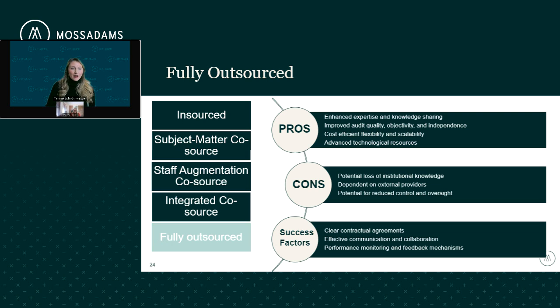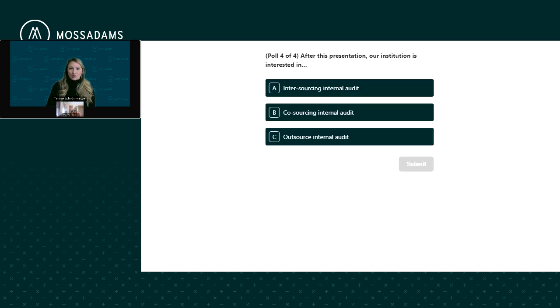So with that, I want to have us do our last polling question of the day before we close out. We want to hear from you after this presentation. If your institution is interested in insourcing internal audit, co-sourcing internal audit, or outsourcing internal audit, that first option has a typo, so it should be insourcing rather than intersourcing. But let us know what you think. We hope that you found this information to be very helpful.